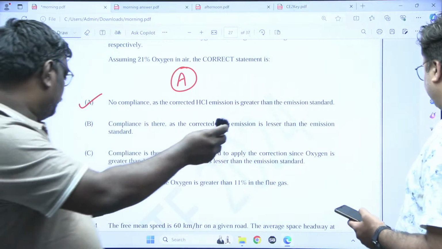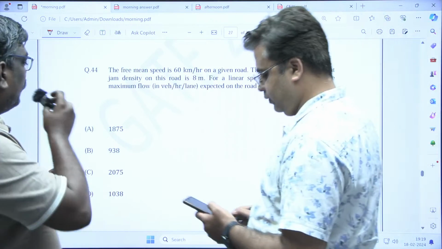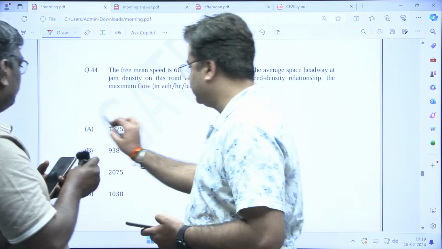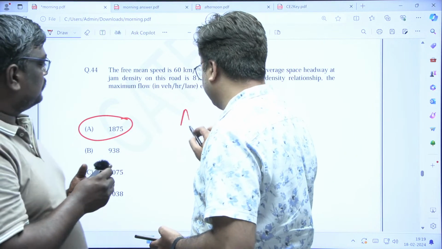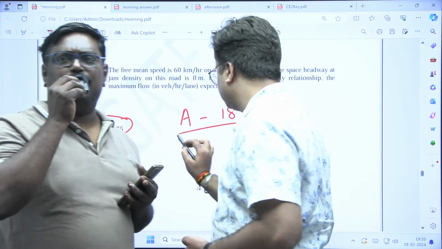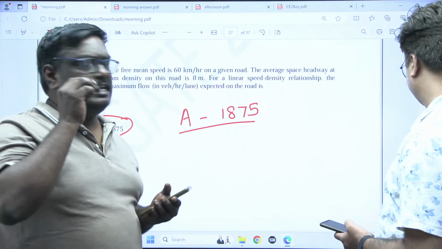Coming to the next, 44. The answer we have is 1875. So this is the correct answer. Option A, that is 1875. Just VF by KJ by 4, students. Maximum traffic flow condition, speed and density relation, linear.